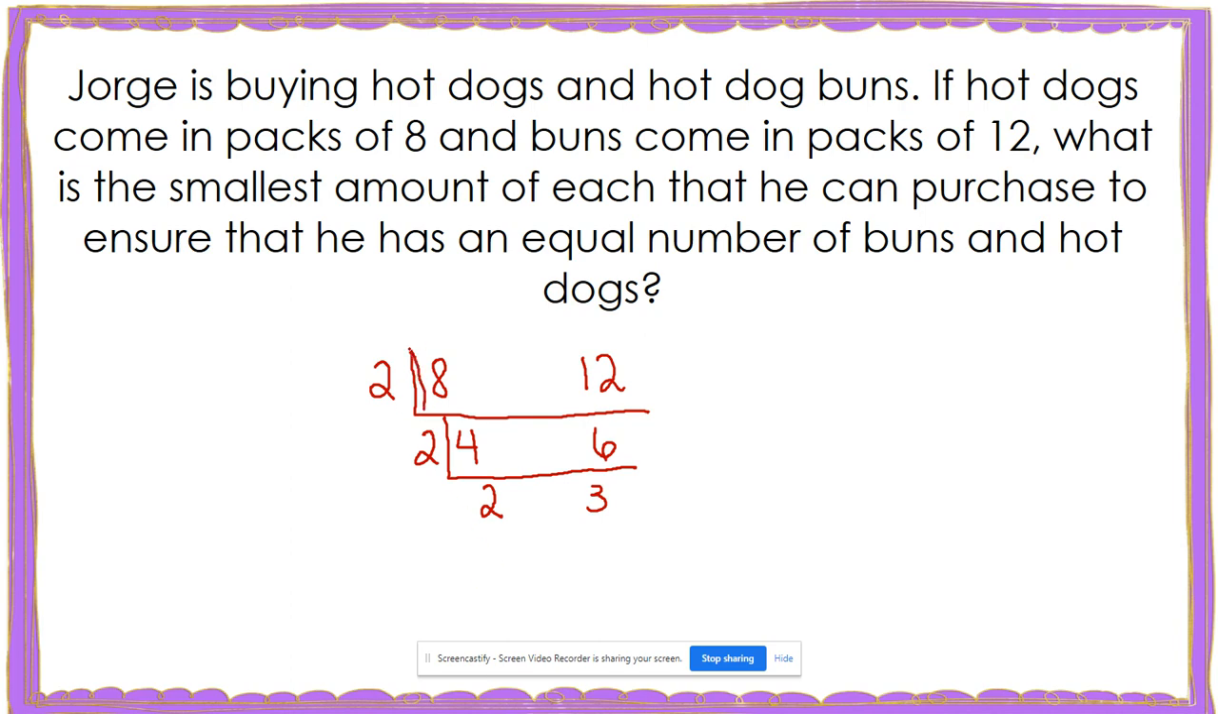So now I can draw my L, and I can find my least common multiple by multiplying these numbers together. 2 times 2 is 4, 4 times 2 is 8, and 8 times 3 is 24. So the LCM of 8 and 12 is 24. That means that he would need to have 24 hot dogs and 24 hot dog buns.